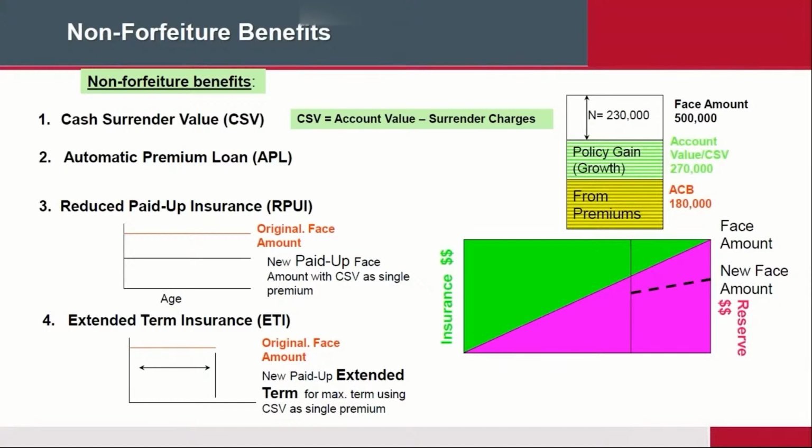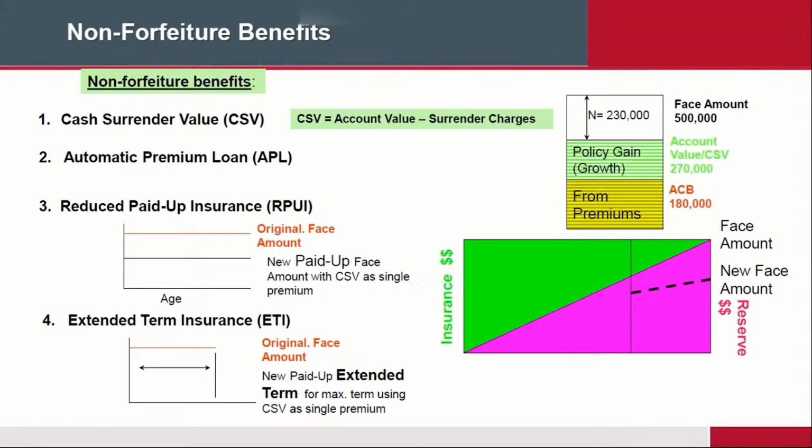So what happens here, let's just use the example. You can say, okay, I've got $270,000 sitting in there. I would like you, insurance company, to use the $270,000 as a single premium that will buy me a reduced amount of insurance that will cover me for the rest of my life without me ever having to pay another dollar. In other words, use the cash that's in the policy as a single premium to basically buy me whole life insurance, insurance that will cover me for the rest of my life.